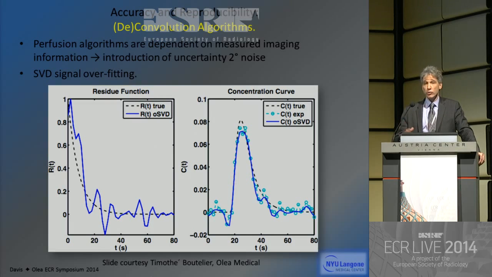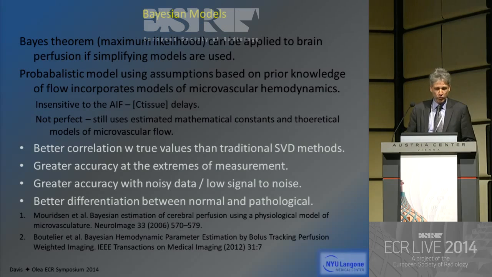When you image, you have noise. When you introduce noise into your imaging, you introduce uncertainty. And when you introduce uncertainty, you introduce oscillations because you're not exactly sure where the true value is. So, is there a better way of doing it? And that's where Bayesian models come in.